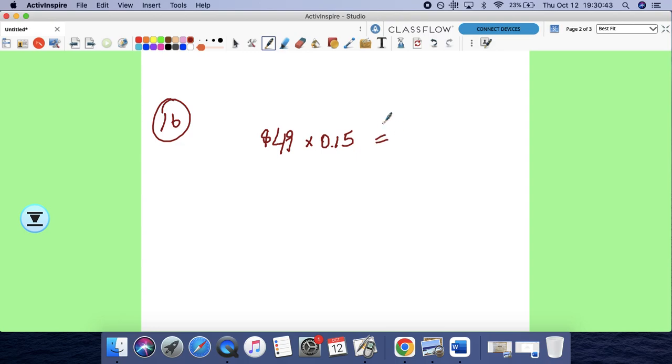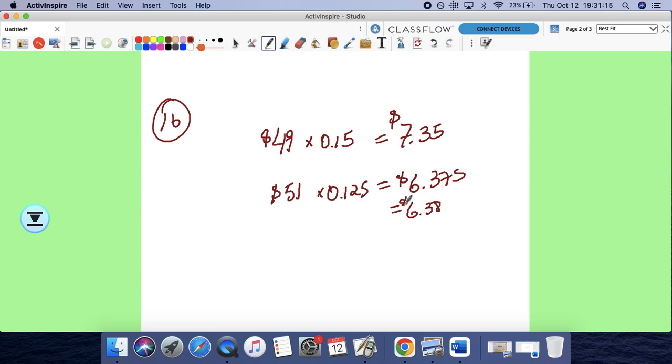So let's multiply. Actually, you guys multiply that. I can cheat. So the shipping would be 7.35. So anything under 50, you would pay 7.35. Then for a shipping order of more than 50, let's take 51, it would be 12.5% or 0.125. So if you take 51 times 0.125 equals 6.375 or $6.38. And we want to know how much more.